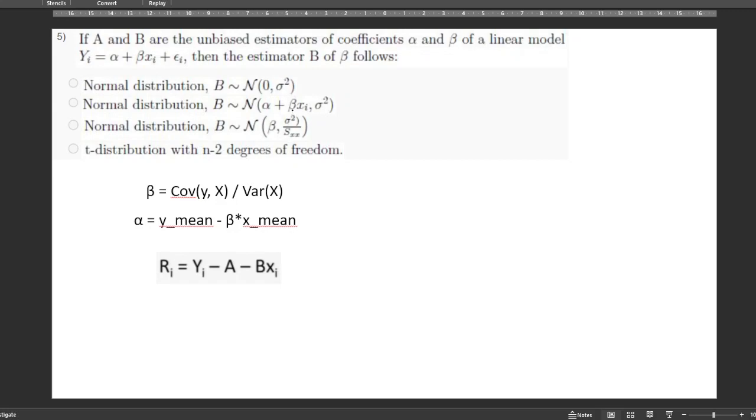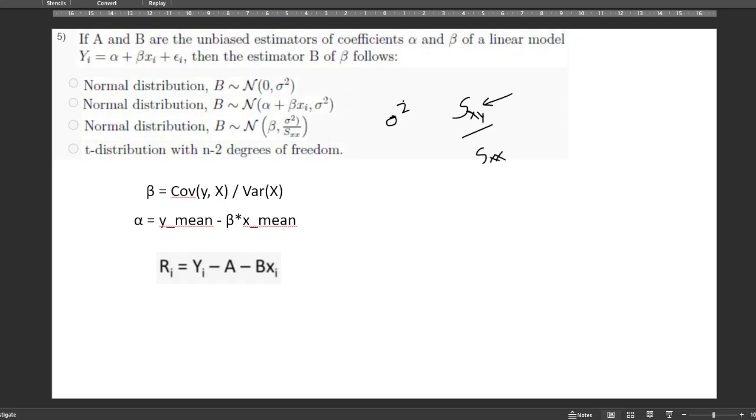Here we have to give it. It is given by sigma square by Sxx, where the numerator is the covariance of x and y, divided by Sxx. Or generally, it is given by the population variance or covariance.